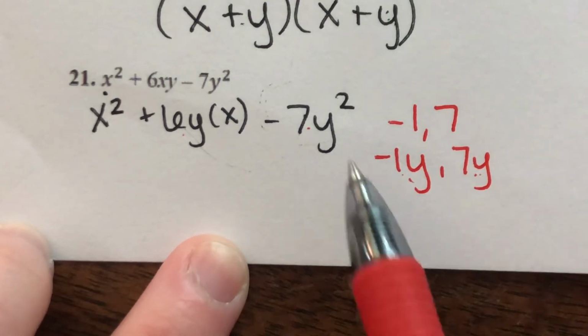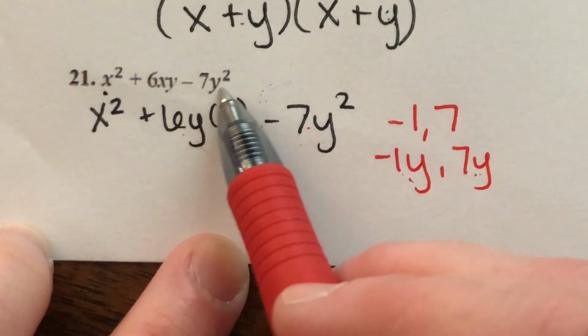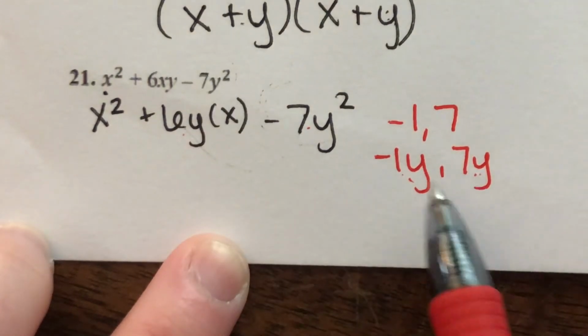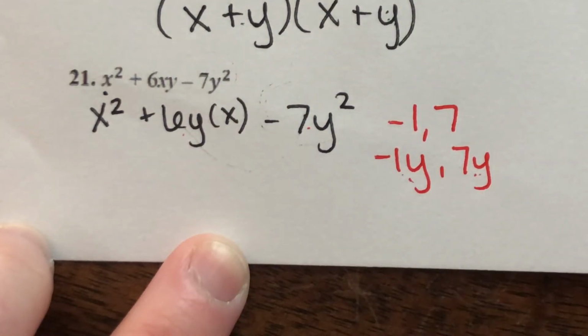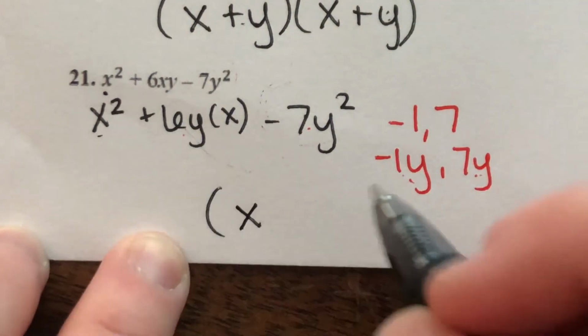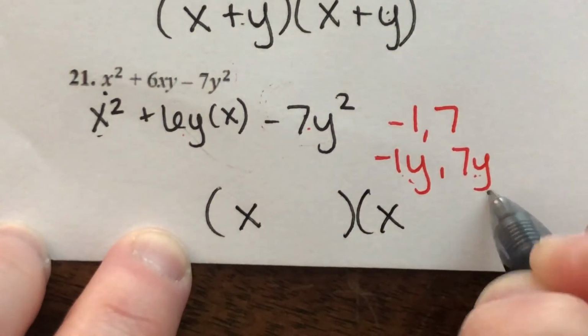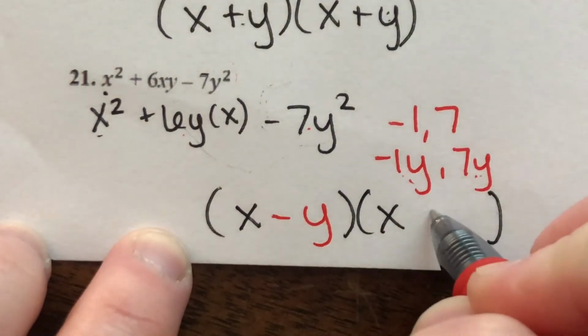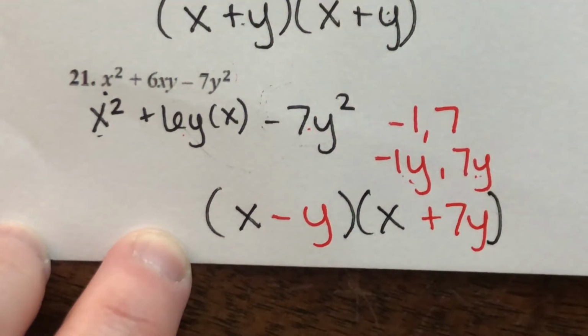So this whole thing isn't a perfect square. The y squared part is a perfect square, but this 7 hasn't been squared. So that's why these won't match. Okay, so if I write my two binomials, I'm going to get x, because that's his first term, x. And then my two answers are negative 1y and positive 7y.